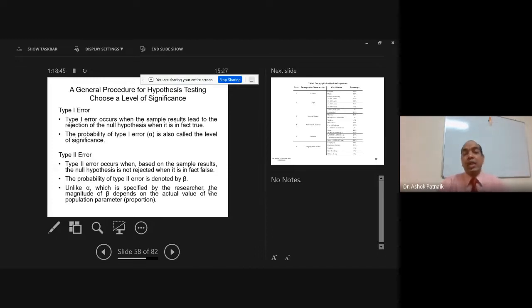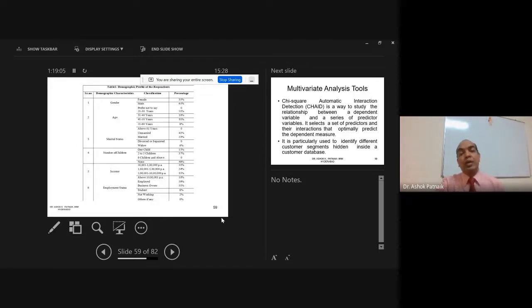So these are some of the errors which you come across when you are doing the analysis. You have to take care of these type 1, type 2 errors. And if you are getting that, then again you go back to the data analysis, check the data, check the tables, check the entries, and try to see where there is the flaw.